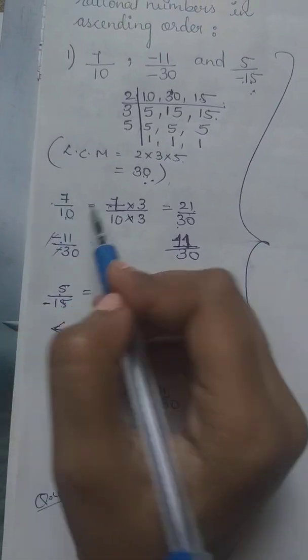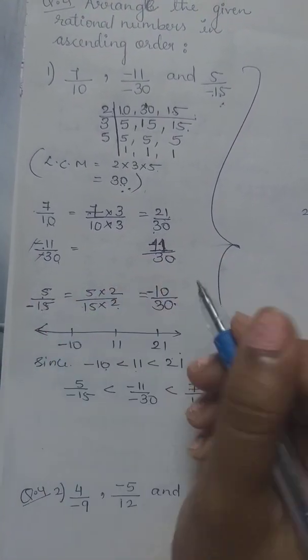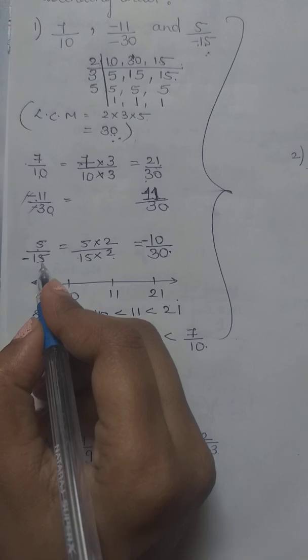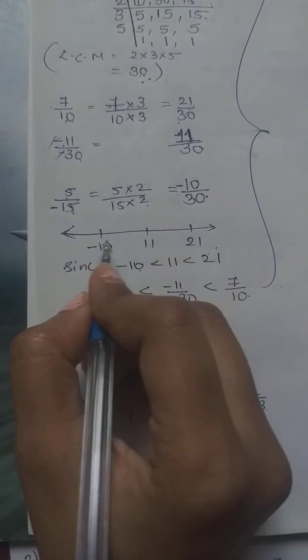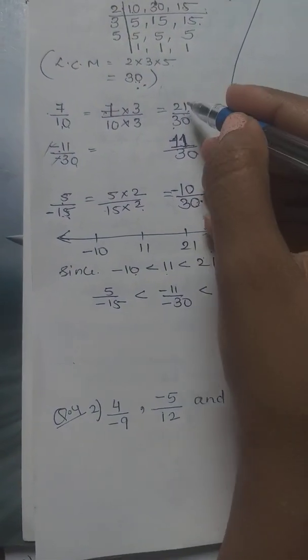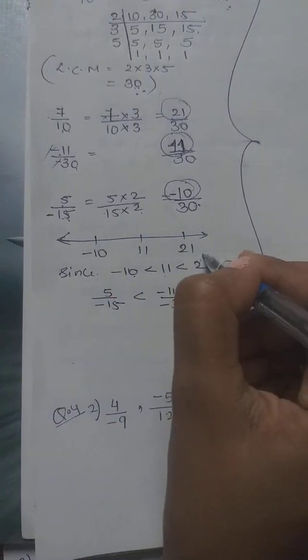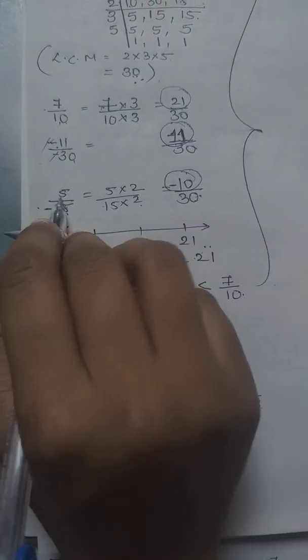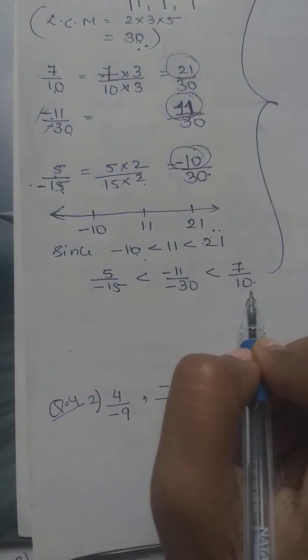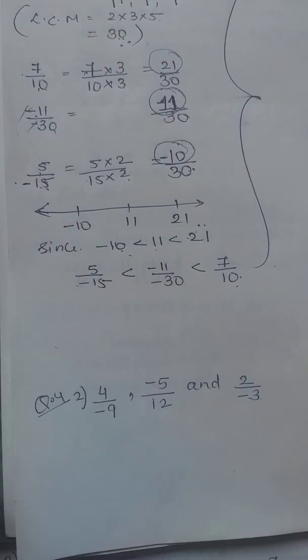Like 7 by 10, 30. 11 by 30, the same. 5 by 15, make 30. Okay, the number should be multiplied with the number which will give 30. Now when you find all these three numbers, see 21, 11, 10, minus 10, arrange it. When you arrange it, write the original number for that particular number. Okay, so this way you have to find the ascending order of rational numbers.